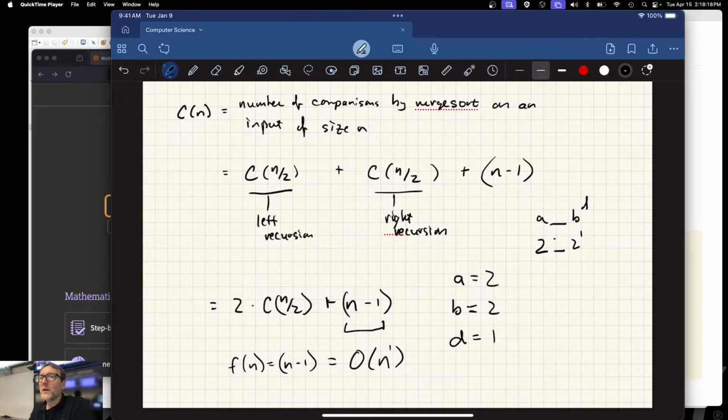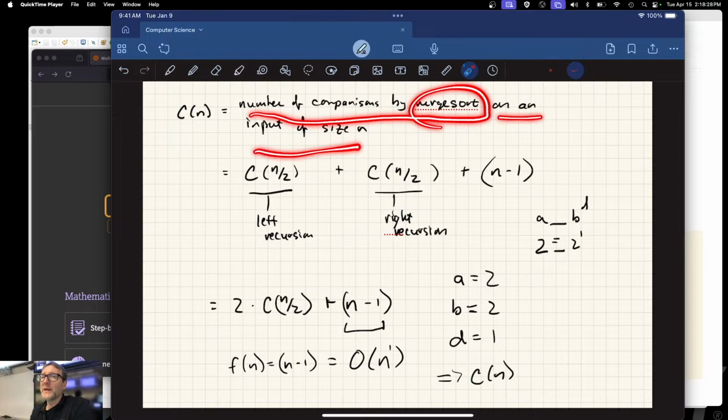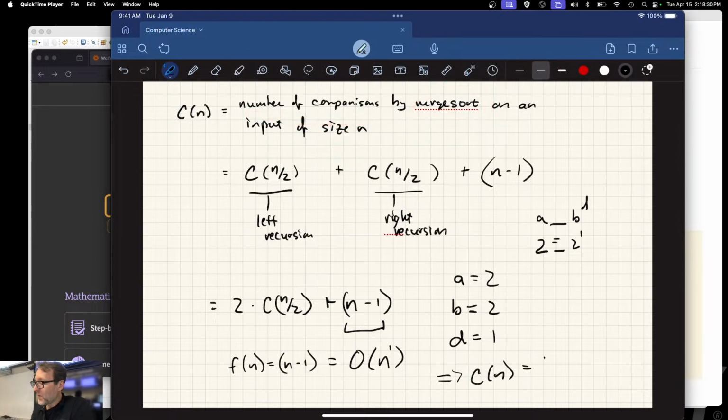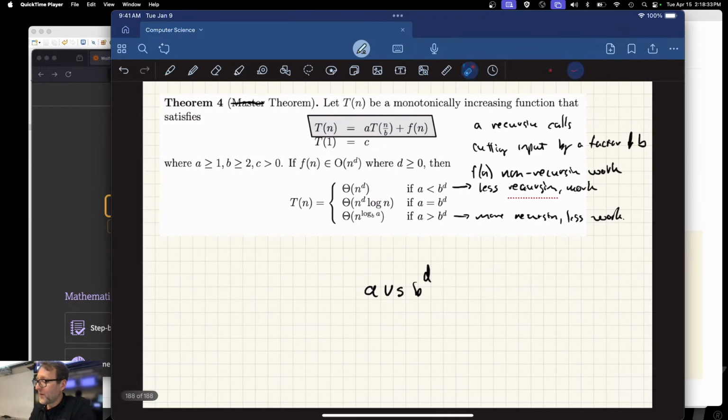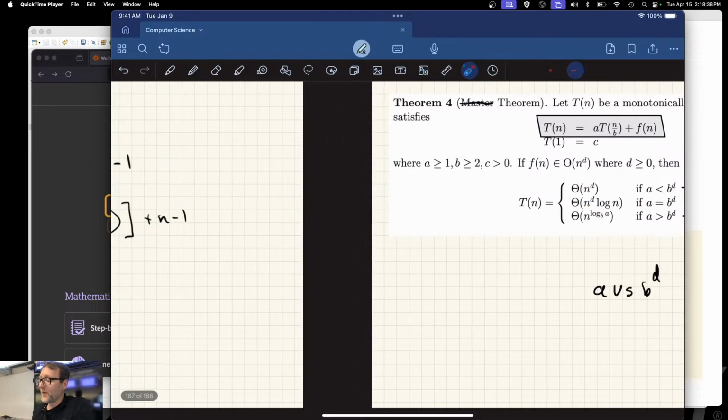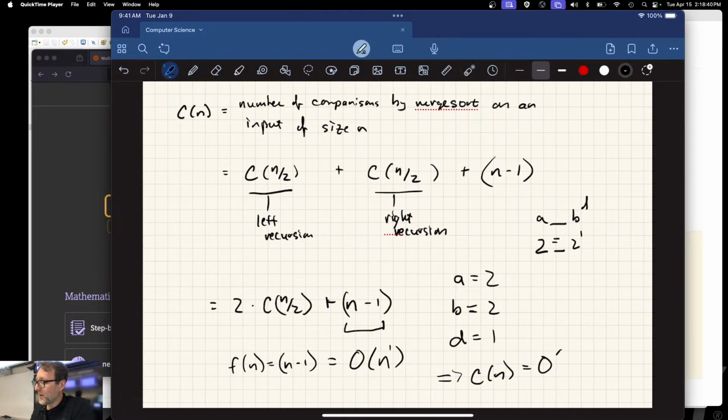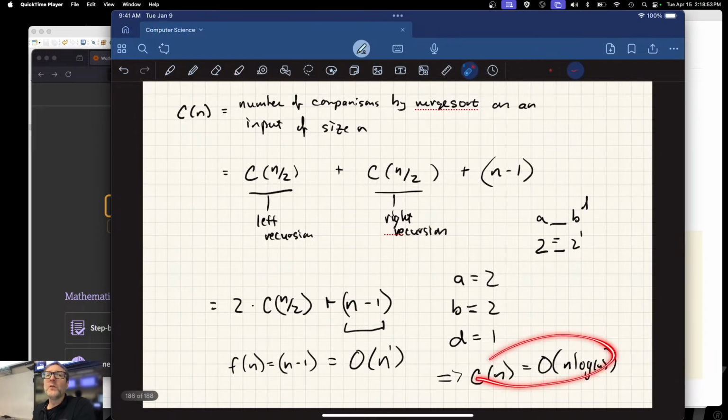They are equal. And therefore, C sub n, and remember what C sub n is, the number of comparisons by merge sort on an input of size n, is going to be order n to the d log n. But you just told me that d was 1. So this ends up being order n log n. Right? What did we call that again? It's not linear, it's not quadratic, it's something in between, quasi-linear. Right? This is the best you can hope to do with sorting algorithms.